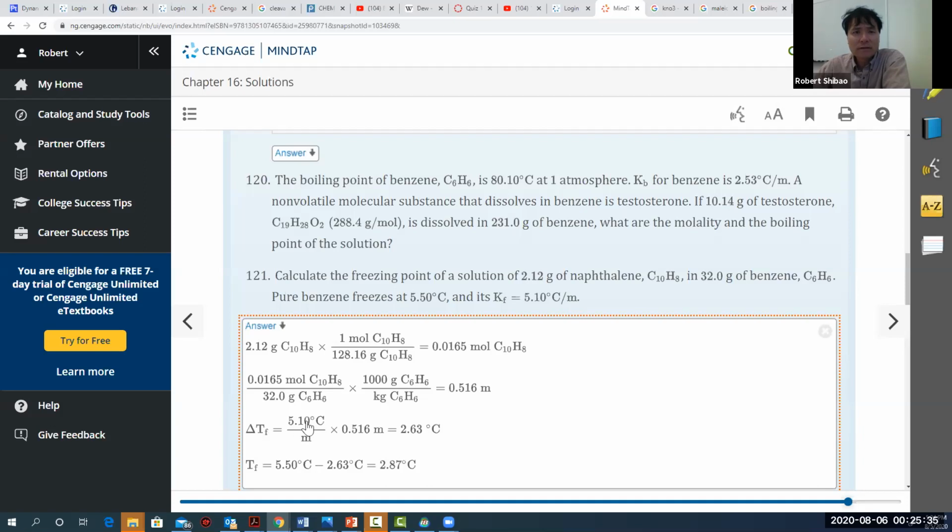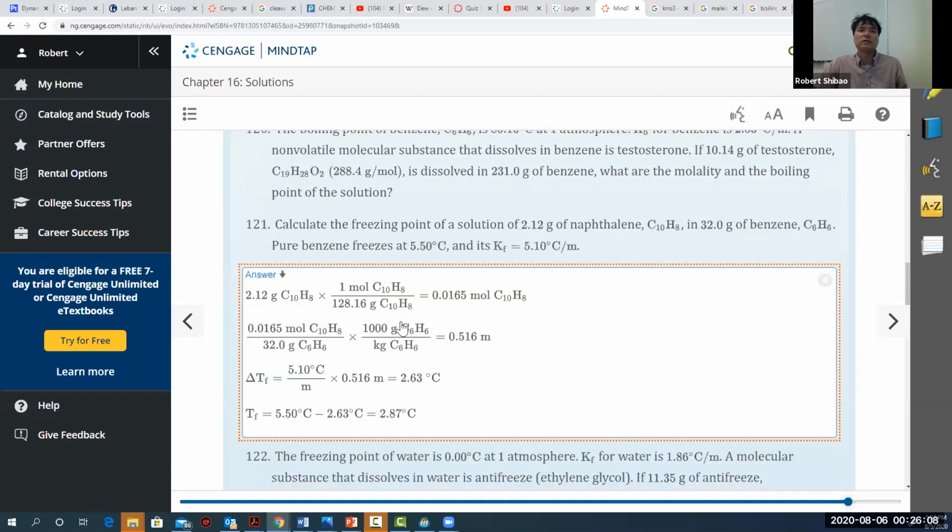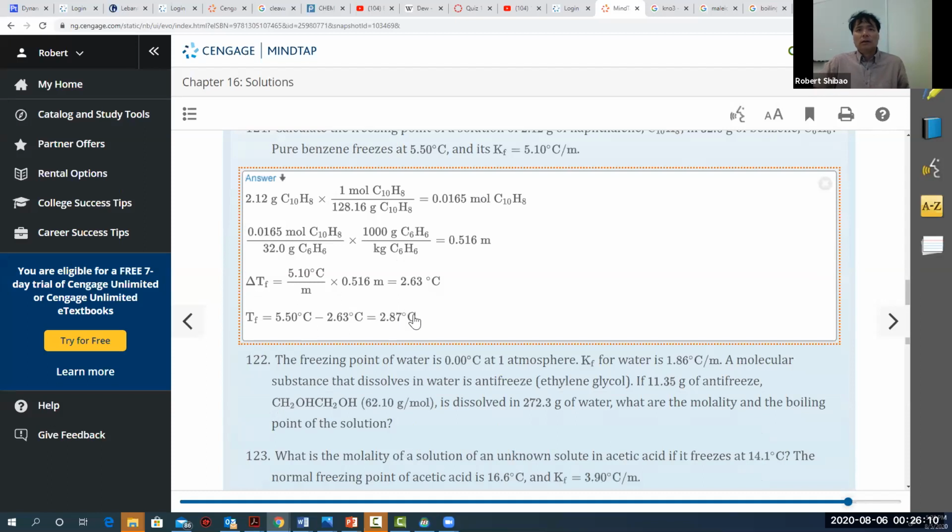So delta TF is KF times molality, that's 2.63. Now we need to know what the normal freezing point is. The normal freezing point of naphthalene, or benzene, actually, this is benzene, sorry. The normal freezing point of benzene is 5.5 degrees C. So it's going to be 5.5 degrees C, the normal freezing point, minus 2.63, the delta TF, and that gives us 2.87 degrees C. Benzene's the solvent, so it makes sense. We're looking at the freezing point of the solvent here.